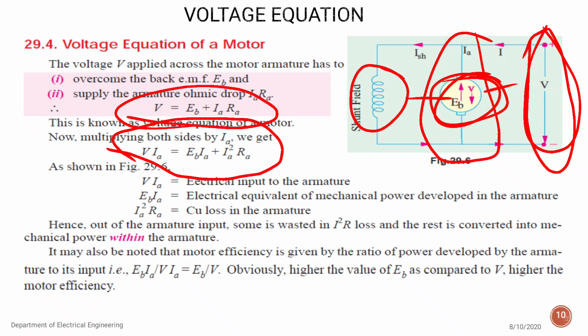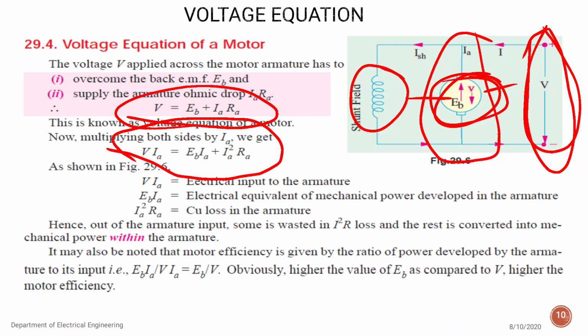And Ia square Ra, as we have already seen in a DC generator, is nothing but the copper losses in the armature. So if we consider that some losses are wasted, that is Ia square Ra, then the rest of the energy is converted into mechanical power in the armature circuitry.